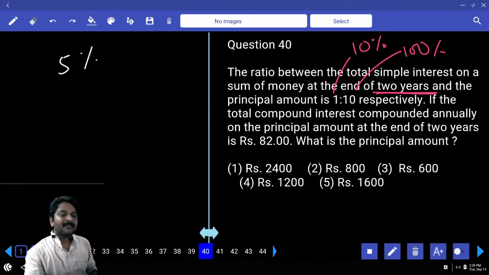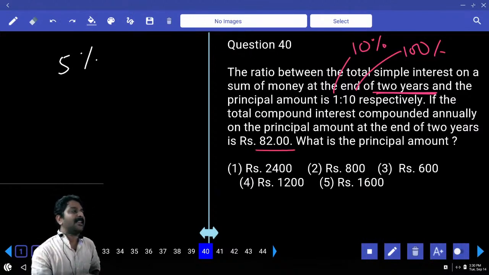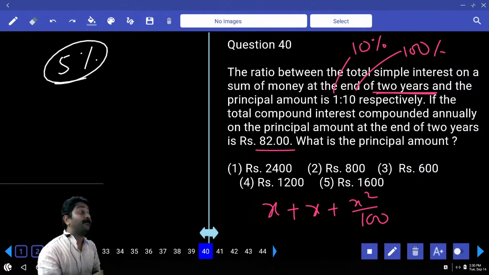Next. If the total compound interest compounded annually on the principal amount at the end of 2 years is 82 rupees, what is the principal? At the rate of x% per annum, compound interest for 2 years is x% plus x square by 100 only. That means 5 plus 5, 10, plus 5 square by 100, 0.25 or 1 by 4.